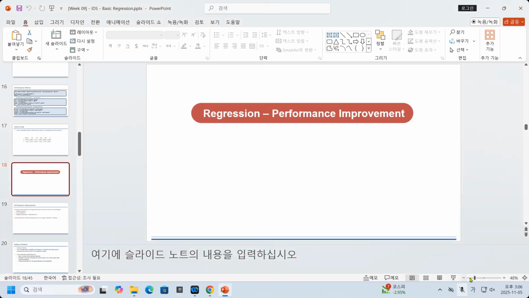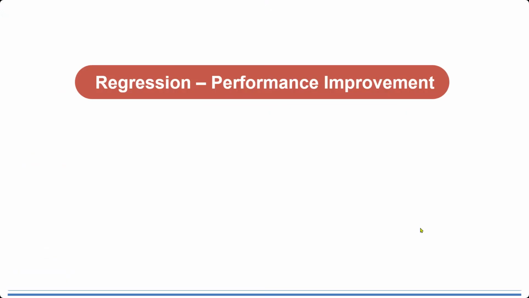Okay, previously we already learned about the regression: what is the concept of the regression and how to split the training and the testing data set. And we can see the performance. The performance means we can see the error and we can see the R square.